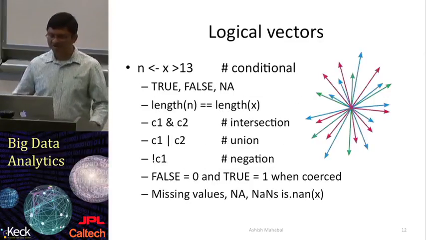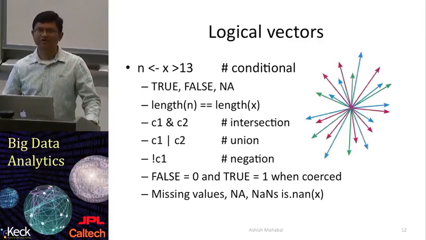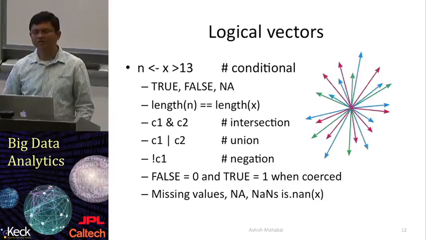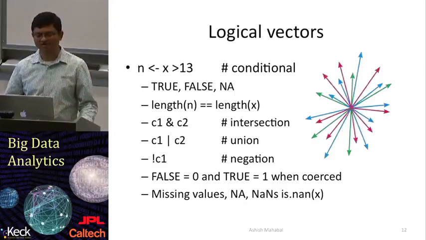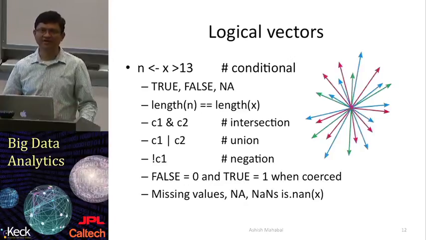Another important construct is the logical vectors. So you can assign to n x, but only where x is greater than 13. So what this is going to do is it's going to find out which all values are greater than 13, assign true to them, assign false to the others, and then write the vector n. So the vector n is going to have the same length as the vector x.